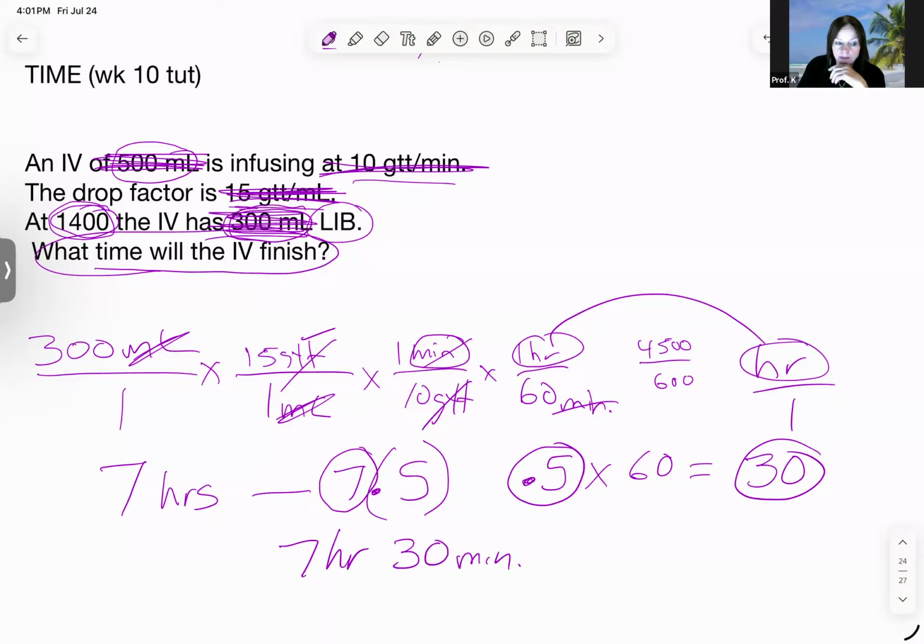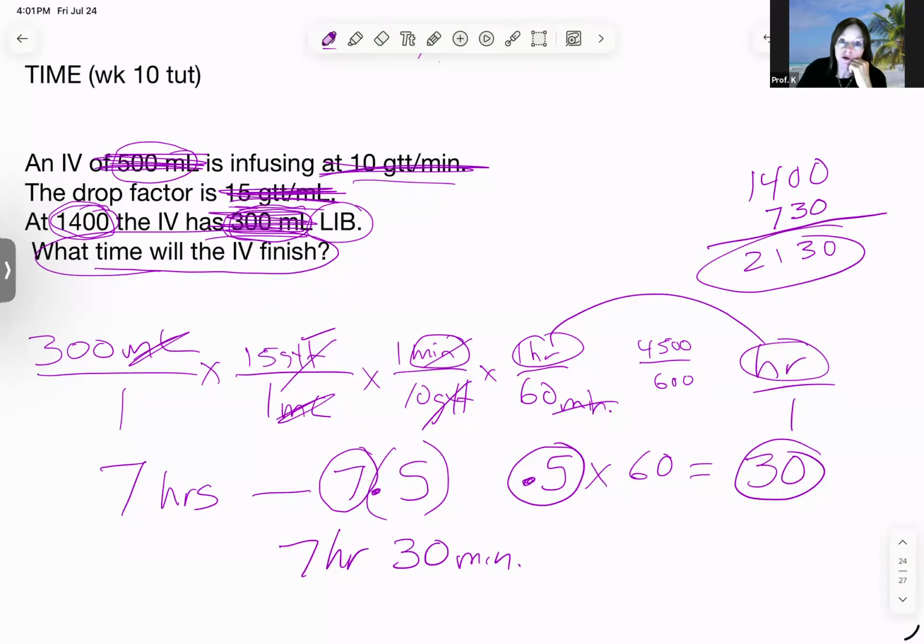But what did the question ask me? What time will it finish? From what time am I going back in the room? That's what I need to know. I need to know when I'm going back in with a brand new IV. 21:30. So if I walked in at 1400 and it's going to take 7 hours and 30 minutes to infuse, I need to walk back in at 21:30 to put a brand new bag up. And that's how you solve for military time.